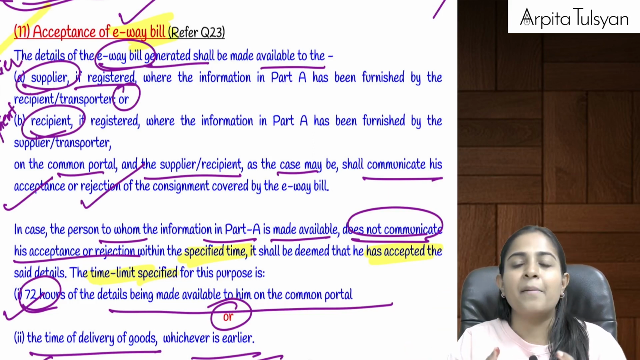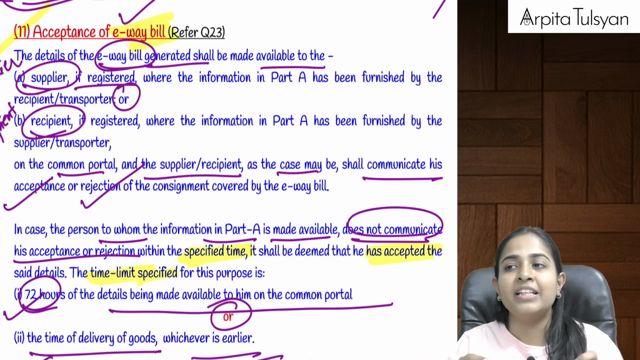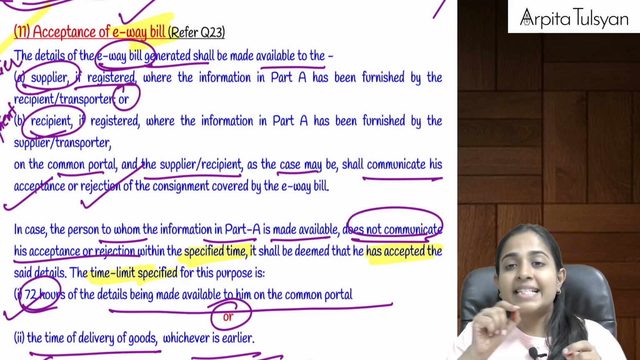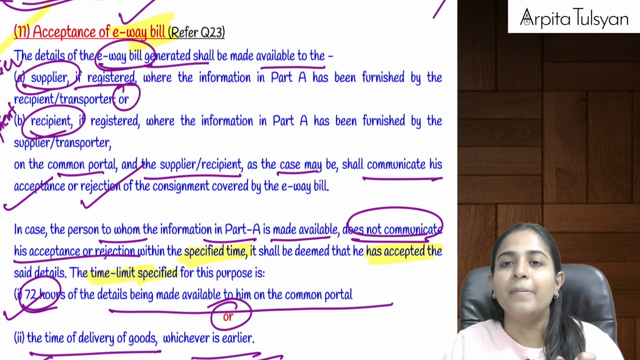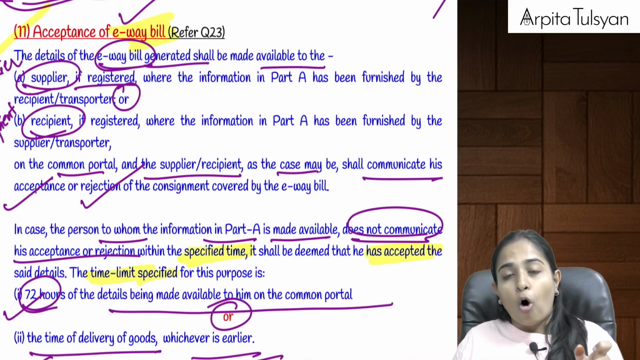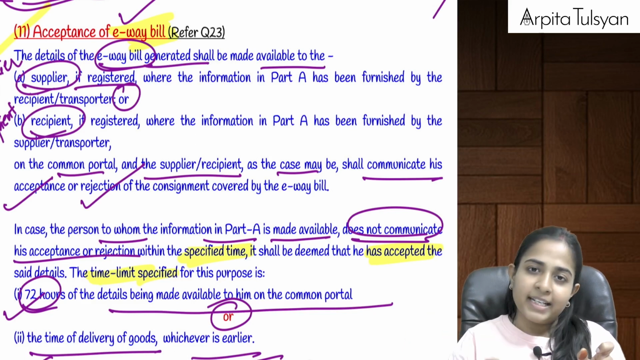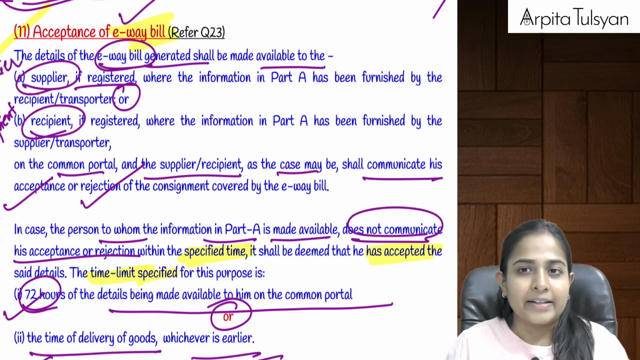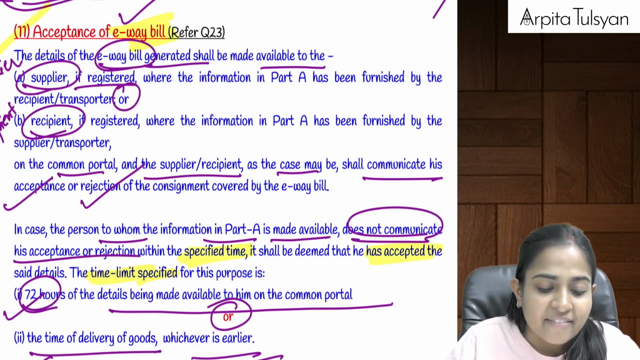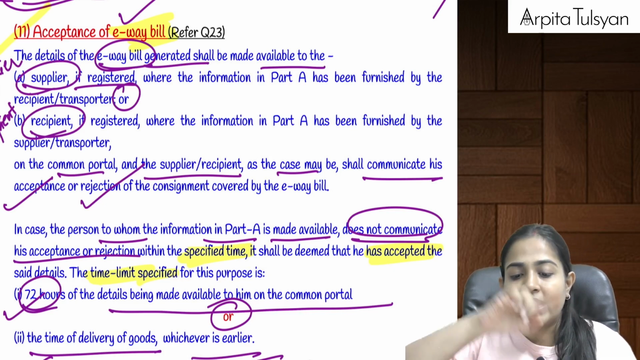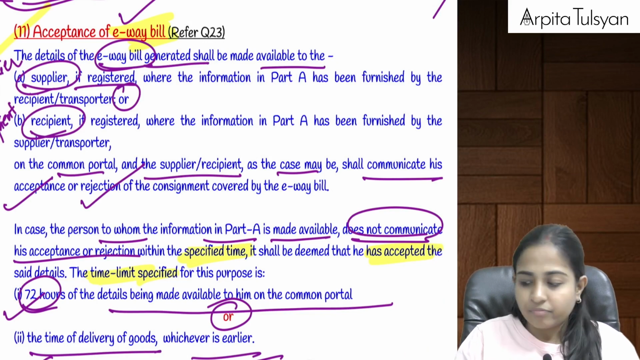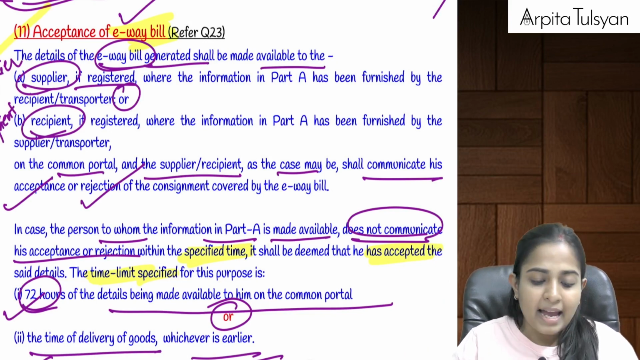Okay, again I'll repeat, what is the specified time period within which it should be accepted or rejected? 72 hours from the time when the data was made available under part A, or before the delivery of goods, whichever is earlier. And while calculating this 72 hours, again, that midnight provision will become applicable.